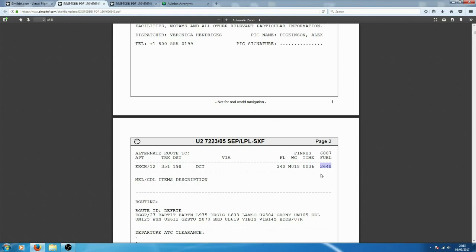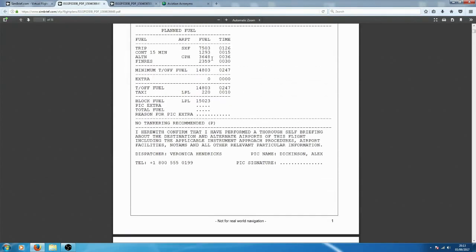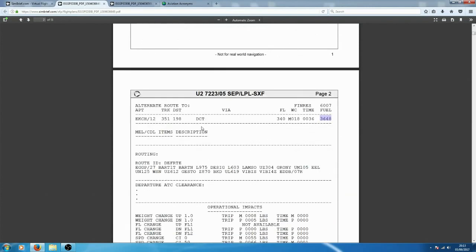Fuel use will be 3,648 pounds. Just want to check that off. And of course, this here, just in case you decide to print it off, you should just write down essentially what it says. Simple enough.